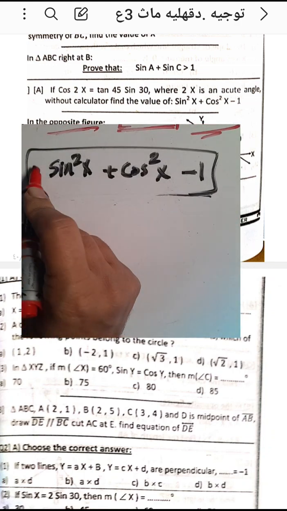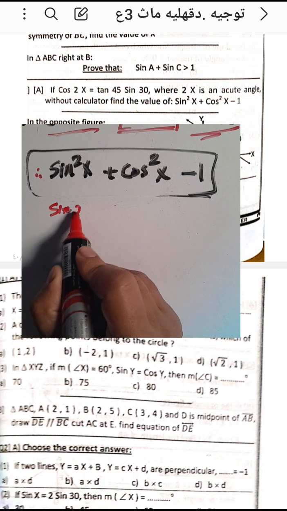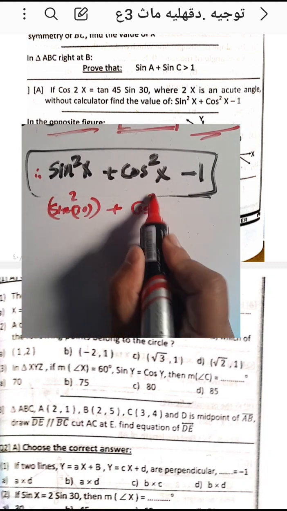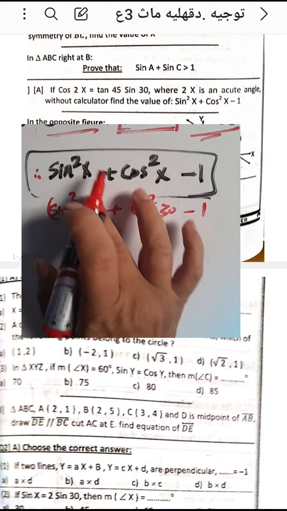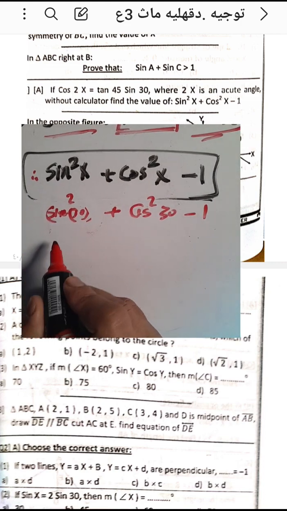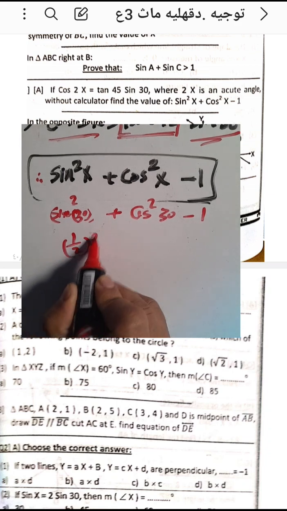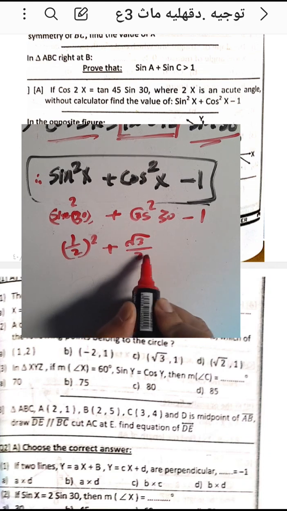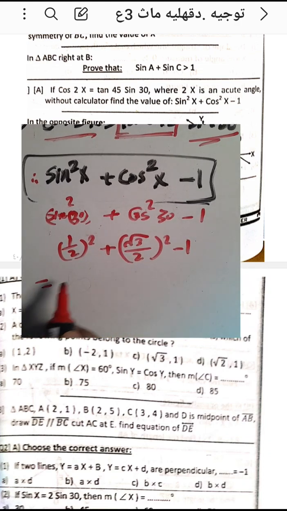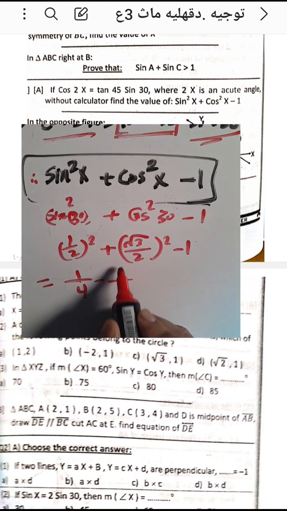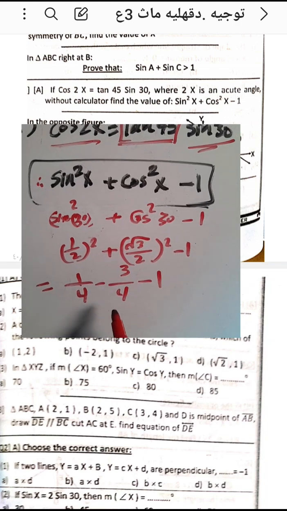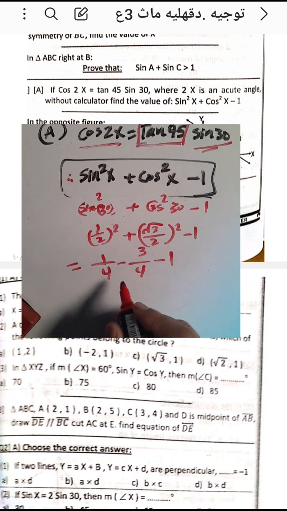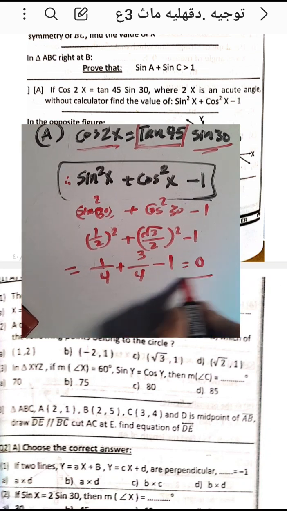Then sine square 30 plus cosine square 30 subtract 1. Sine 30 will be half and power 2, plus cosine 30, root 3 over 2, power 2, minus 1. It will be 1 over 4 plus 3 over 4 minus 1. Okay, 1 minus 1 will be 0. The result will be 0 here.